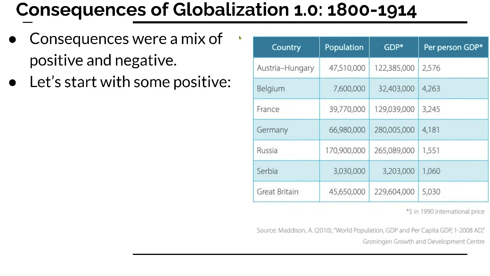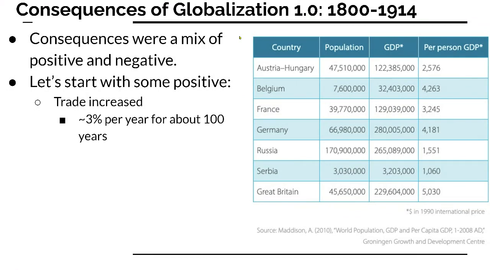Let's start with some positive things. Trade did increase, right? Despite the mercantilism that we talked about, which could really put restrictions on trade in many ways. It did increase by about 3% per year over the course of 100 years. That equals roughly a 2,000% increase, or you can think of it as a 20 times or 20-fold increase.